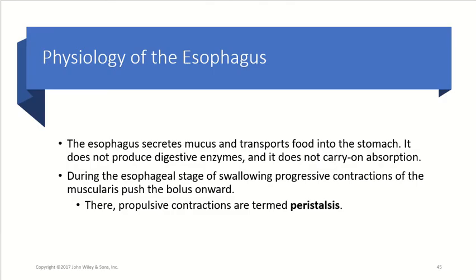Looking then at the physiology of the esophagus, it secretes mucus, and it also transports food to the stomach. It does not produce any digestive enzymes, and it does not carry on any absorption, so no nutrients are absorbed in the esophagus. During the esophageal stage of swallowing, there are progressive contractions of the muscularis, which help to push the bolus onward towards the stomach. These propulsive contractions are called peristalsis, a term we'll use throughout a lot of the GI tract.